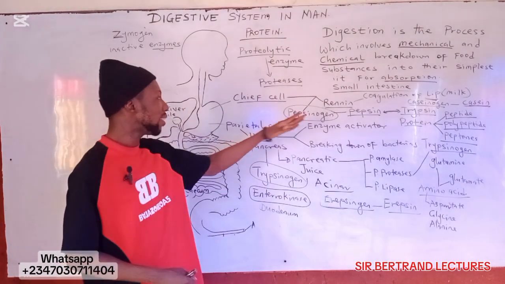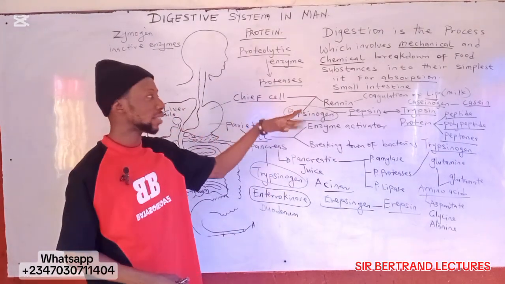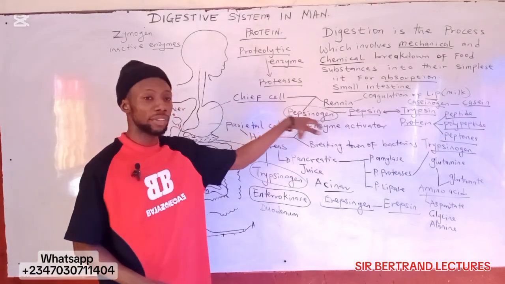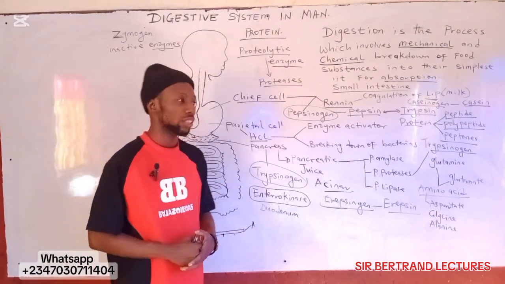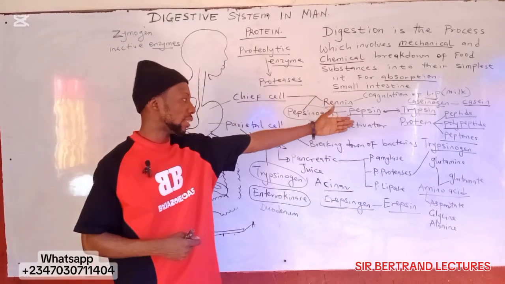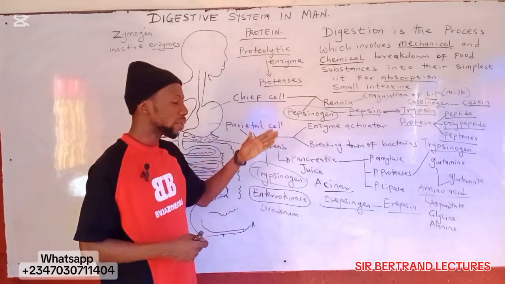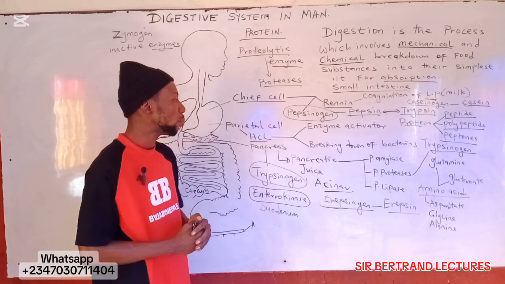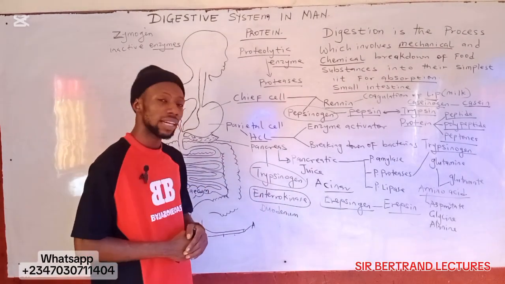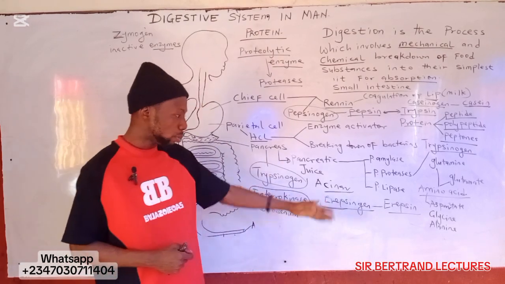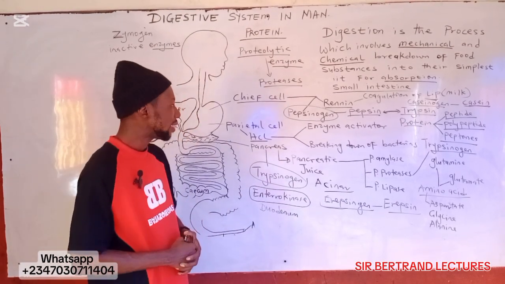Then the pepsin here is produced by the chief cells along with renin. But this pepsin is produced in the form of pepsinogen. It is later converted into pepsin by hydrochloric acid produced by the parietal cells in the stomach, which works as an enzyme activator. Then erepsin is produced by the small intestine.